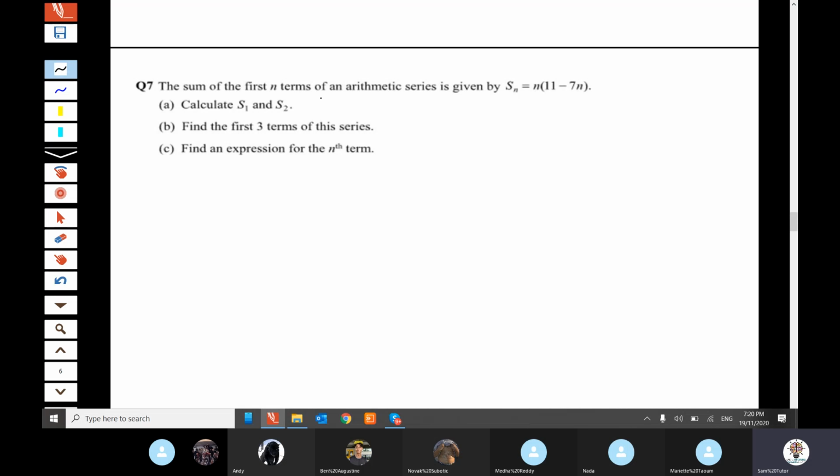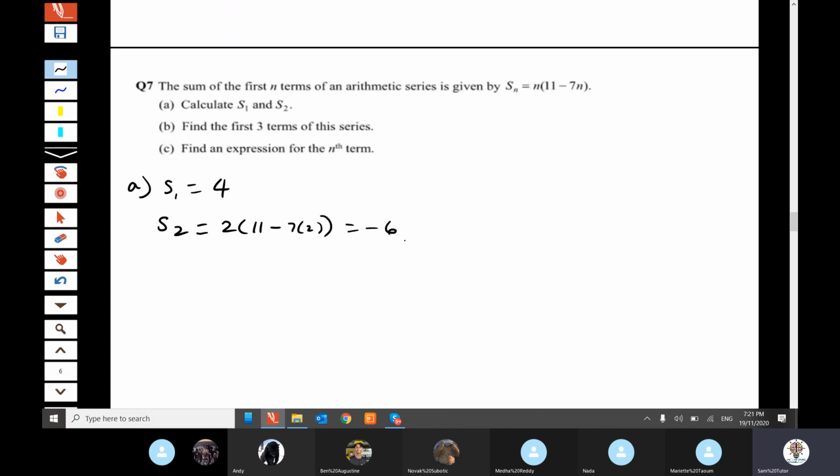The sum of the first n terms of an arithmetic series is given by this. Calculate S1 and S2. S1 equals 11 take away 7, which is 4. S2 equals 11 minus 14, which is negative 3 to negative 6.